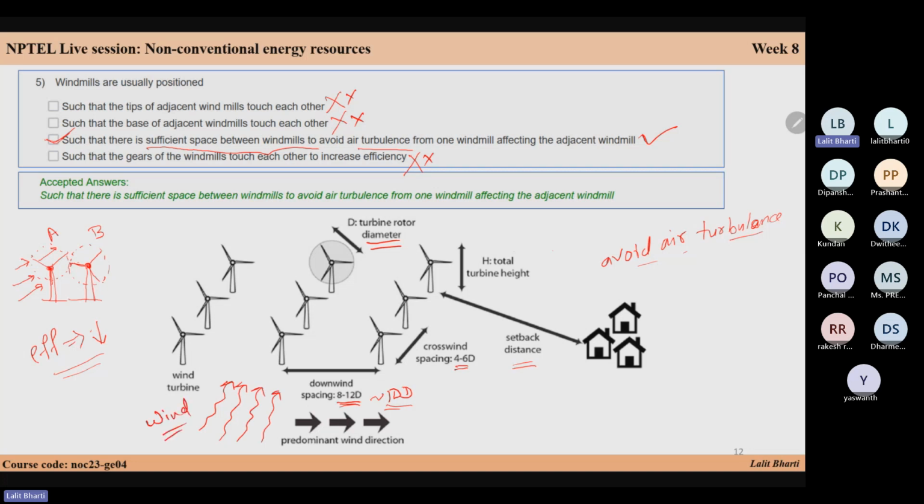So in the direction of wind, there should be 8 to 12 D, and in the opposite direction, or you can say the perpendicular direction of wind, it is called the crosswind spacing. It should be around 4 to 6 D, because there is more drag on the downwind side, so the downwind spacing should be higher than the crosswind.